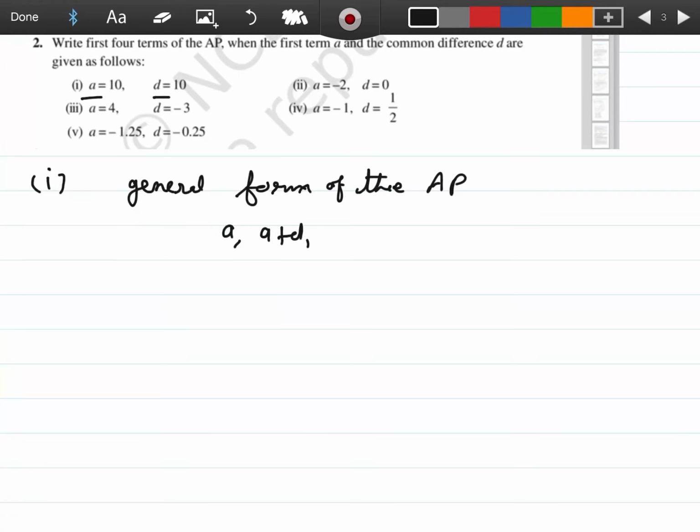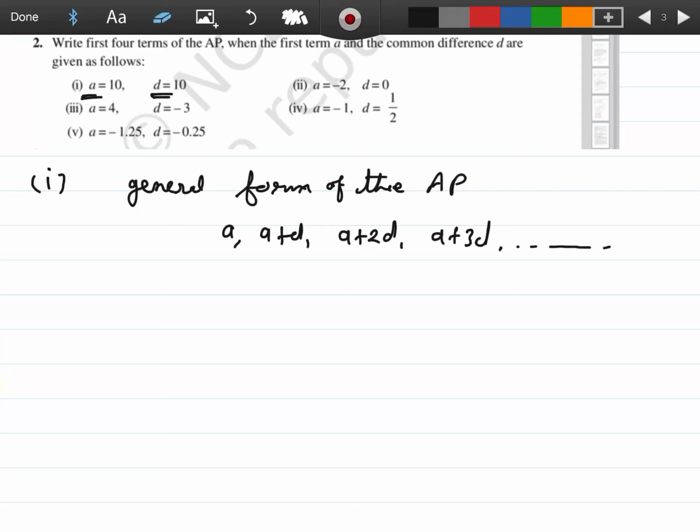A plus D, A plus 2D, and A plus 3D. This is the general form of the AP. Now what has been given here? A has been given to you, D has been given to you. With the help of A and D, we have to write the next four terms.